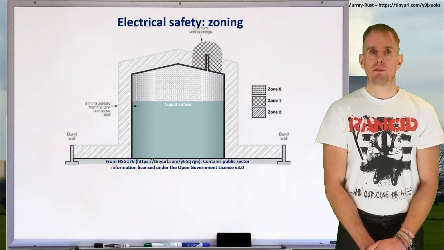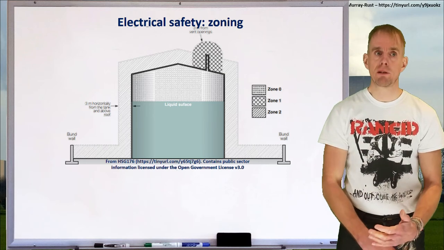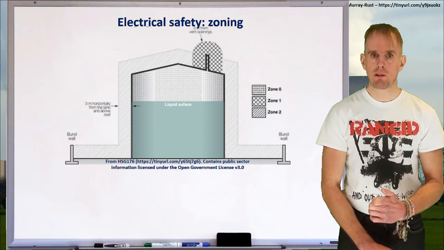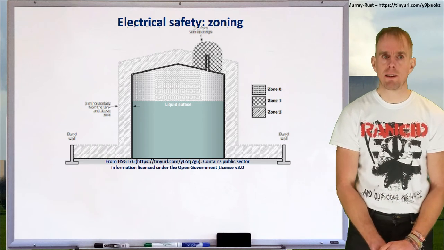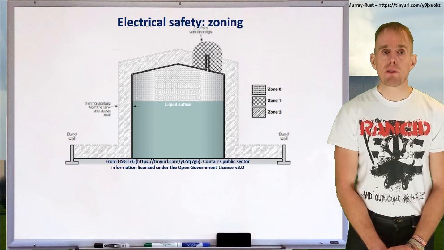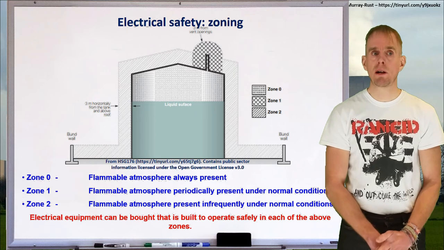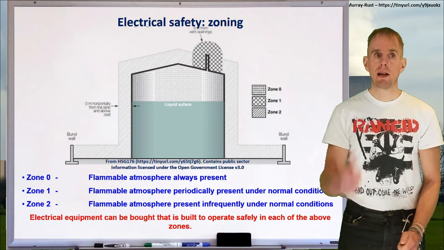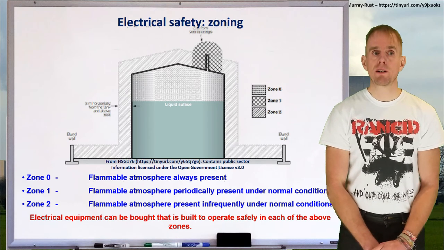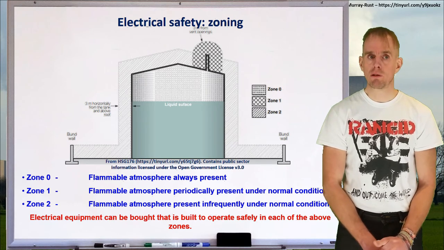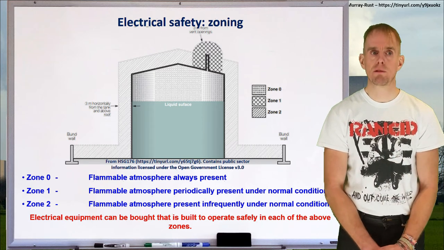Okay, let's think a bit about safety now. Let's think about electrical zoning. You will have seen electrical zoning before, but I'd like to remind you of it. If you have flammable atmospheres, you need to make sure that your electrical equipment is suitably rated to operate in those atmospheres. And we have three different zones which are defined. So zone zero is where a flammable atmosphere is always present. If you look at the diagram on the board, which is taken from HSG 176, you'll find that the flammable atmosphere always present, or zone zero, is inside the vapour space of this storage tank containing flammable hydrocarbons.